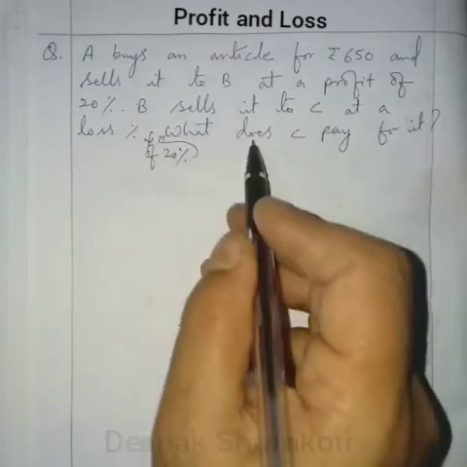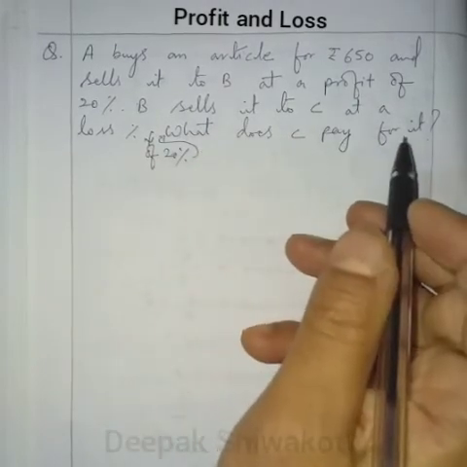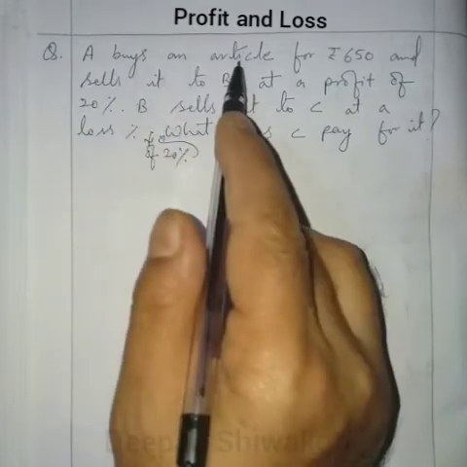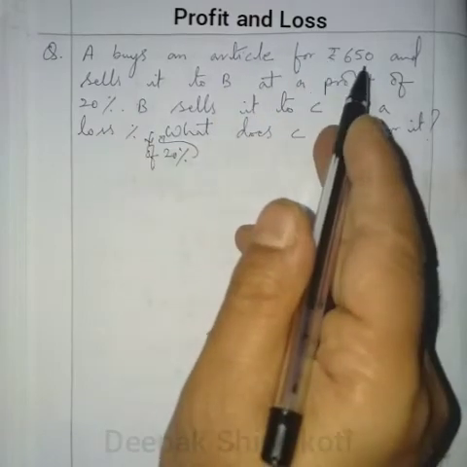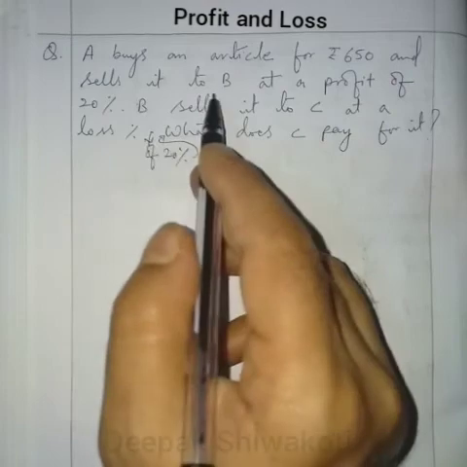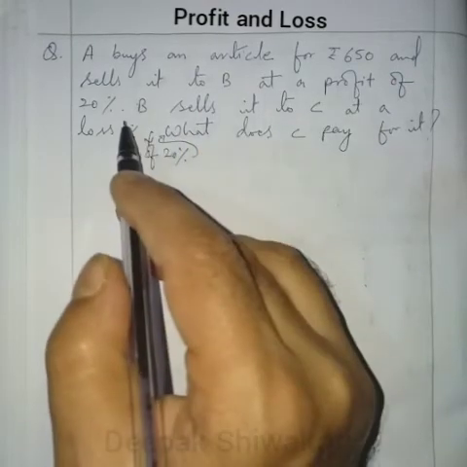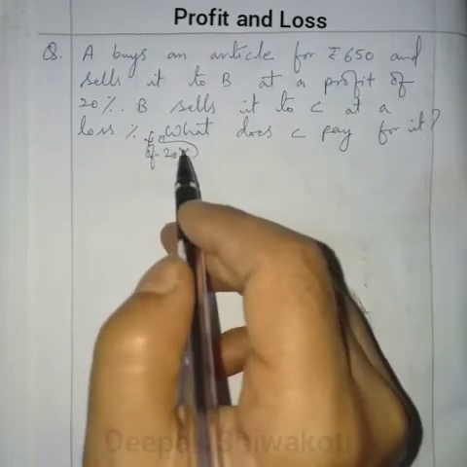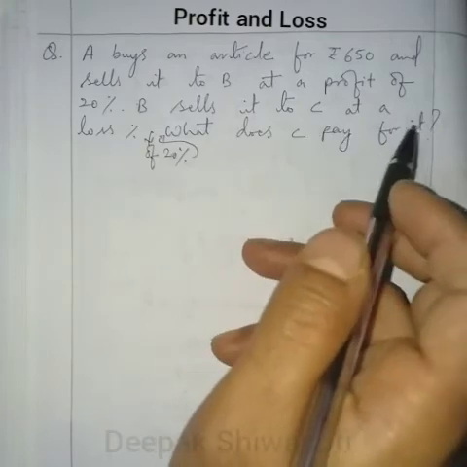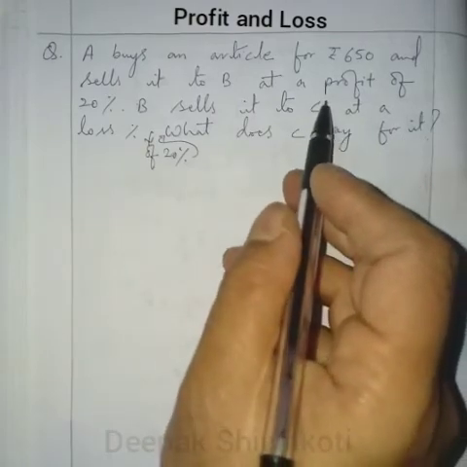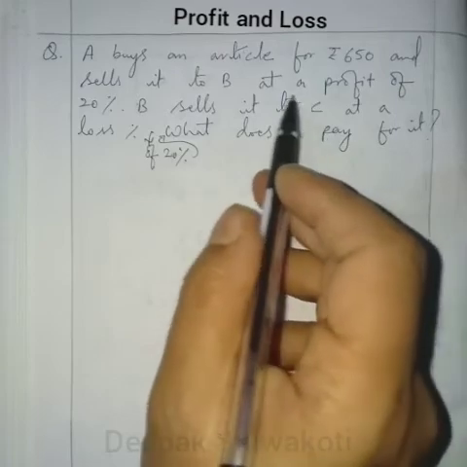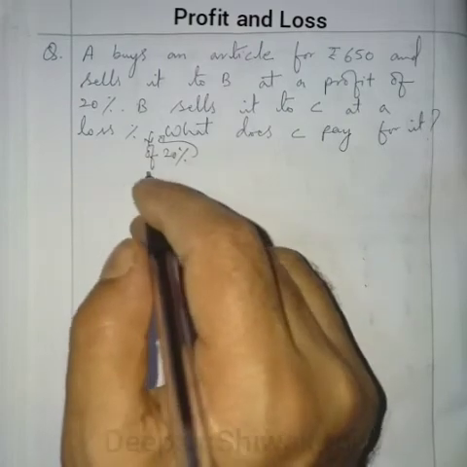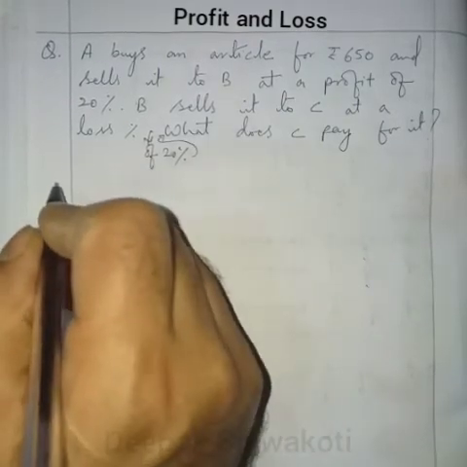Now what does C pay for it? The question is like this. A buys an article for rupees 650 and sells it to B at a profit of 20%. B sells it to C at a loss percent of 20%. What does C pay for it? So it is asking the cost price of C. Given is the cost price of A, in between B is also there. So how to do this problem? Okay, let us do it.